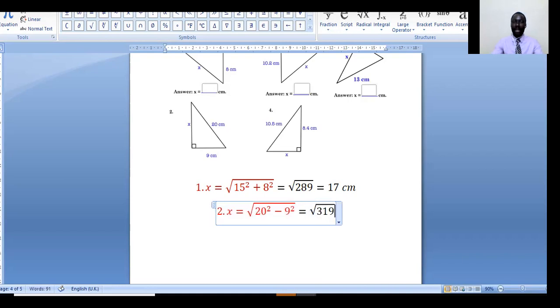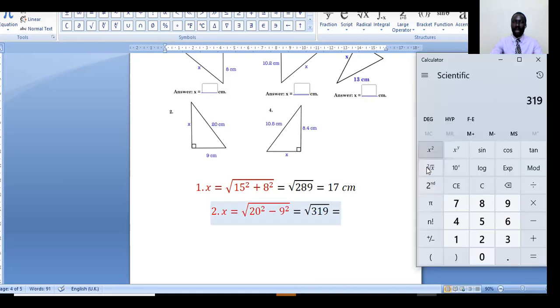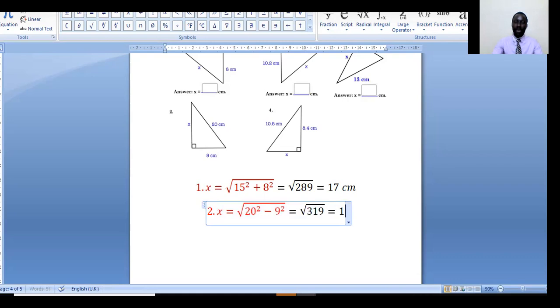And from here, we can find the square root of 319, which in this case is 17.86, rounded to 2 decimal places. So this is going to be 17.86 centimeters, rounded to 2 decimal places.